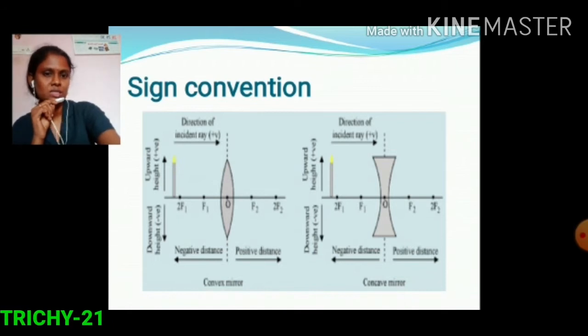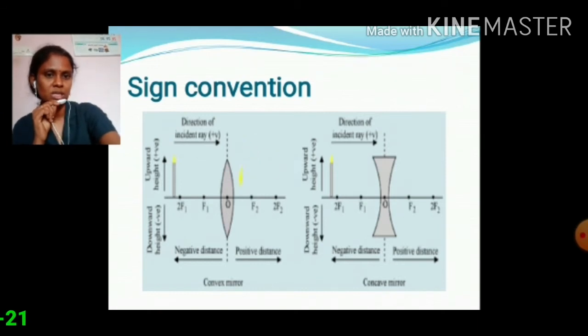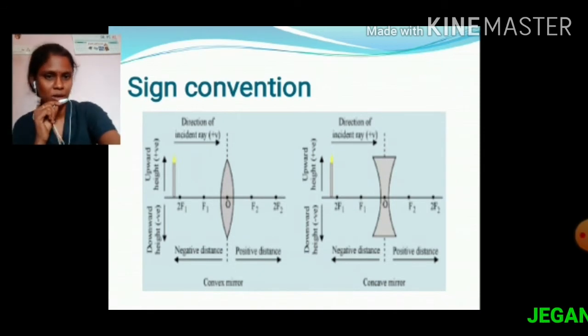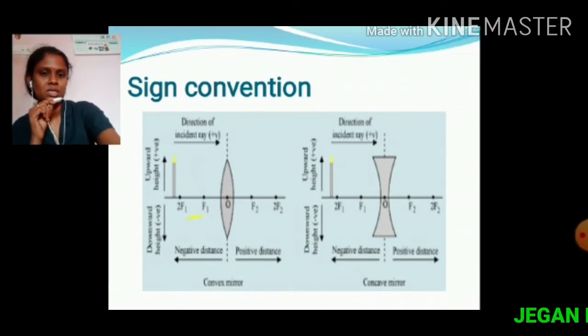Next one, the distances measured in the opposite direction of the incident light. This is the direction of incident light, so the opposite direction is here. The distances measured in this area are taken as negative. Next, the distances measured upward, perpendicular to the principal axis, are taken as positive. Next, the distances measured downward, also perpendicular to the principal axis, are taken as negative.